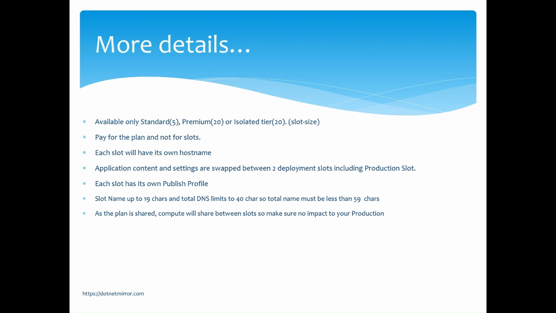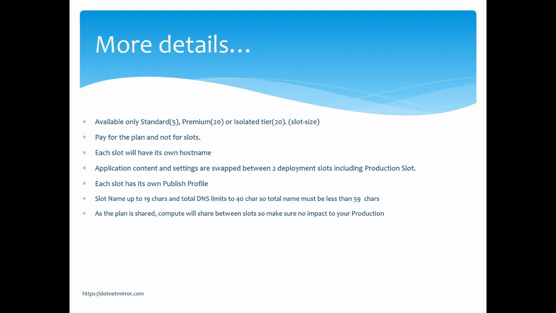A few things to keep in mind: deployment slots are available on Standard, Premium, and Isolated tiers, and the number of slots is 5 in Standard, and 20 in Premium and Isolated tiers. As I mentioned, you only pay for the plan and not for the slot. Each slot will have its own unique host name and its own publish profile as well. When you are doing a swap, application content and settings are swapped between two deployment slots, including the production slot.